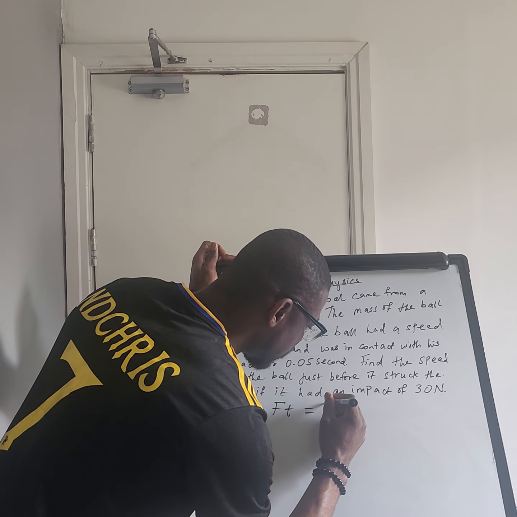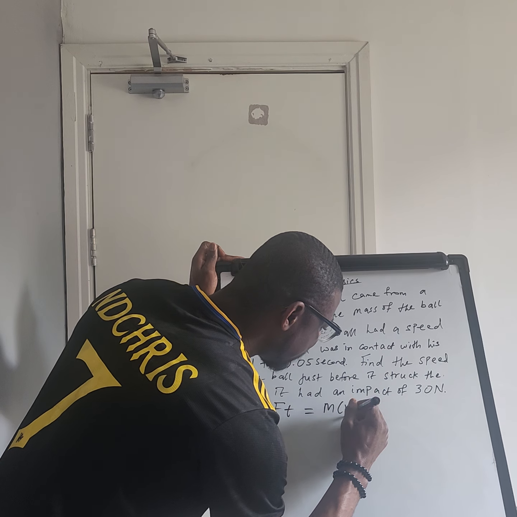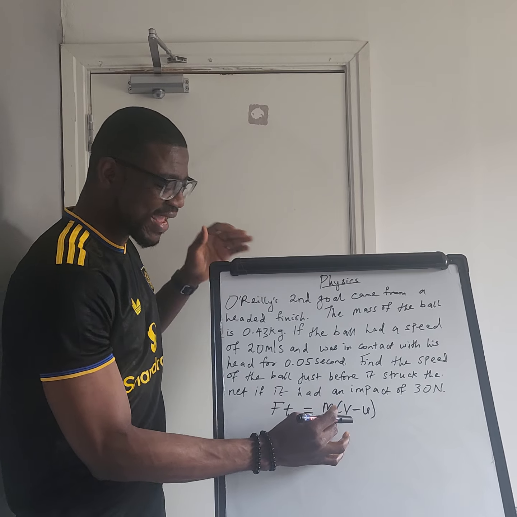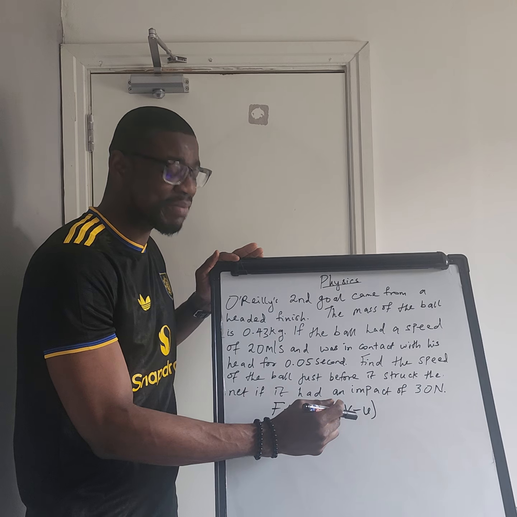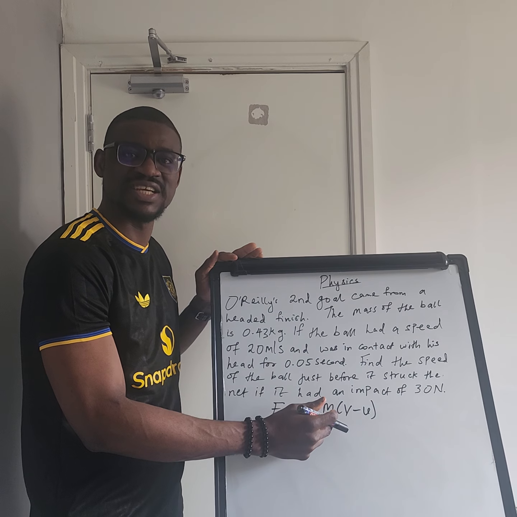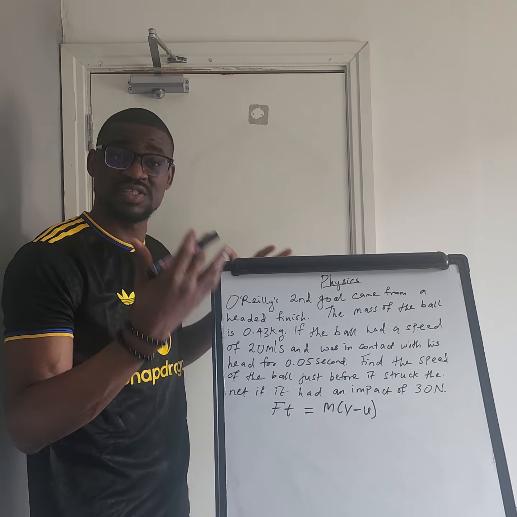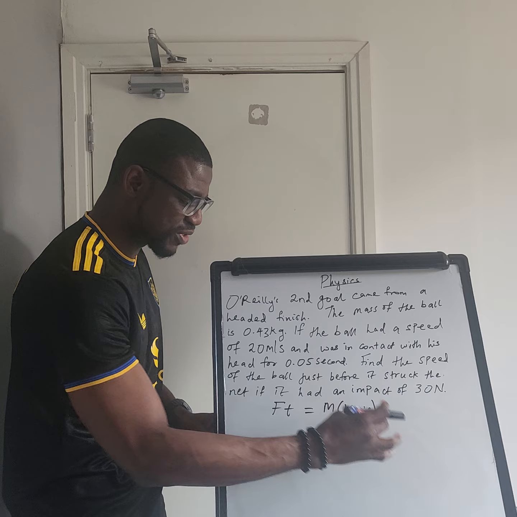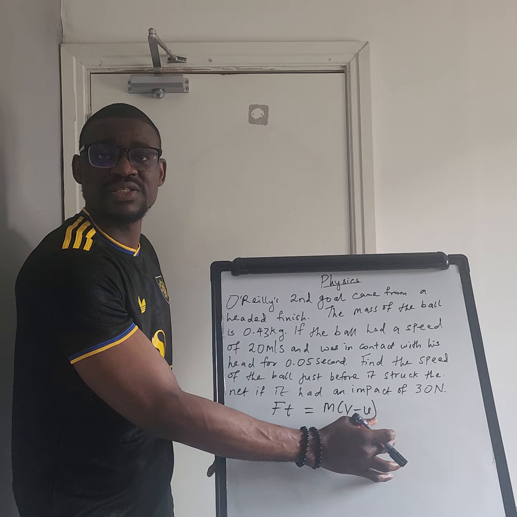That is, we can write m(v - u). This is how we define change in momentum. You notice that m is constant because the mass of a body, irrespective of location or position, doesn't change. However, the speed, the velocity can change. So this is the relationship between impulse and momentum.